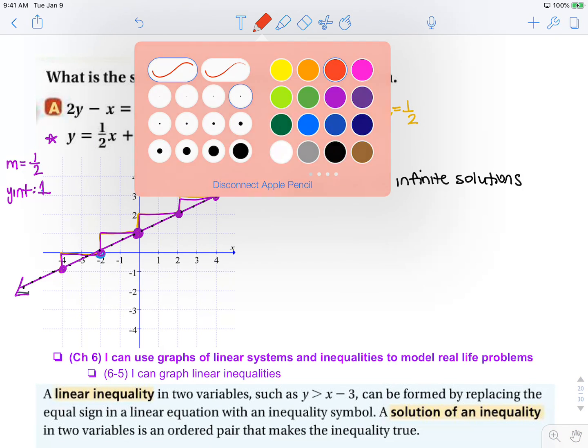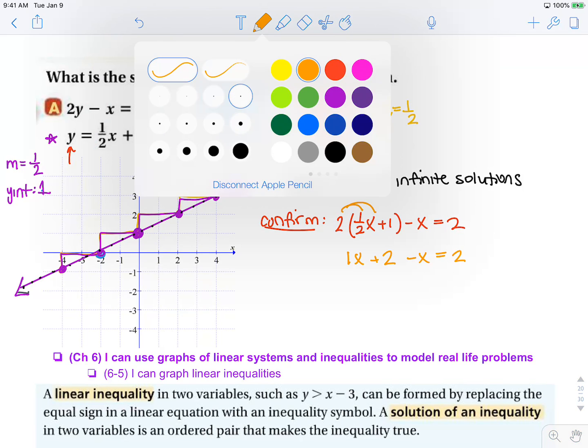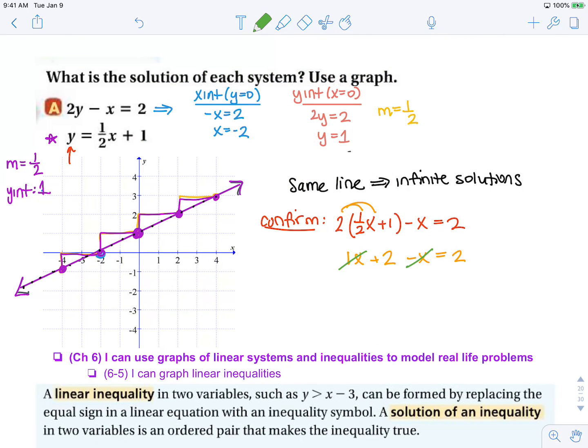And if we wanted to check that algebraically, to confirm, I can use substitution. I know that this is what y equals, 1/2 x plus 1. So in my top equation, I have 2 times (1/2 x plus 1) minus x equals 2. If I distribute, I get 1x plus 2 minus x equals 2. My x's, when I combine, cancel, and I'm left with 2 equals 2, which is an identity, which confirms that there are infinite solutions.